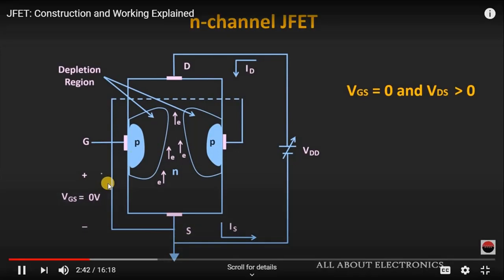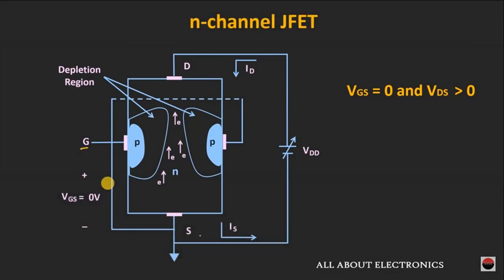So first of all, let us assume that this gate and the source terminals are connected together. As you can see over here, the source terminal is connected to the ground and the gate and the source terminals are connected together. Now here, in case of this n-channel JFET, the voltage between this drain and the source terminal should be positive. So here, let's say this voltage VDD is applied between this drain and the source terminal. So this voltage VDS should be positive. That means the drain terminal should be more positive than this source terminal.